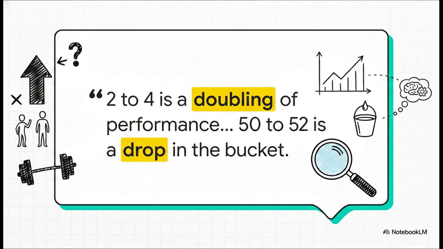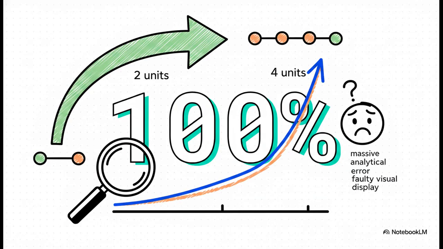Well, think of it this way. Going from 2 to 4 is a massive doubling of performance. It's like a toddler suddenly speaking in full sentences. Their entire capacity to communicate literally just doubled. But going from 50 to 52? That's just a drop in the bucket. An auctioneer wouldn't even notice the difference. Yet, the linear graph treats a monumental doubling of performance exactly the same as a tiny, barely perceptible drop in the bucket. So the crucial point we really need to look at here is proportions.